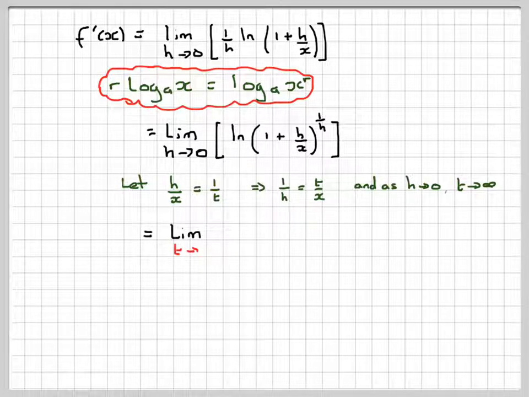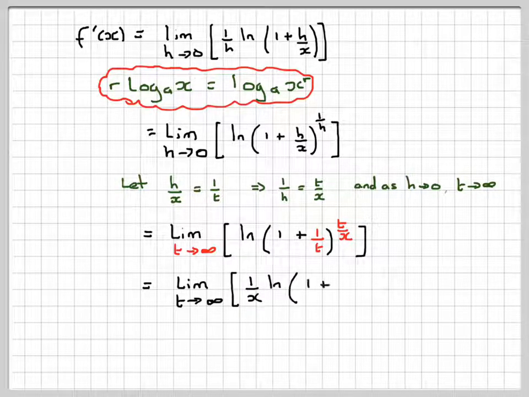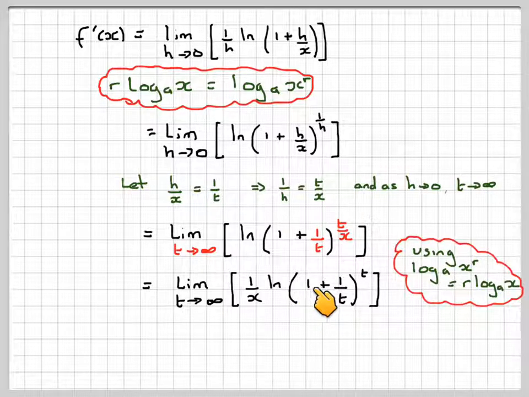So the limit now becomes the limit as t goes to infinity of ln of 1 plus 1 over t to the power of t over x. Now this 1 over x now can come out in front of ln. So it becomes the limit as t goes to infinity of 1 over x ln of 1 plus 1 over t to the power of t.